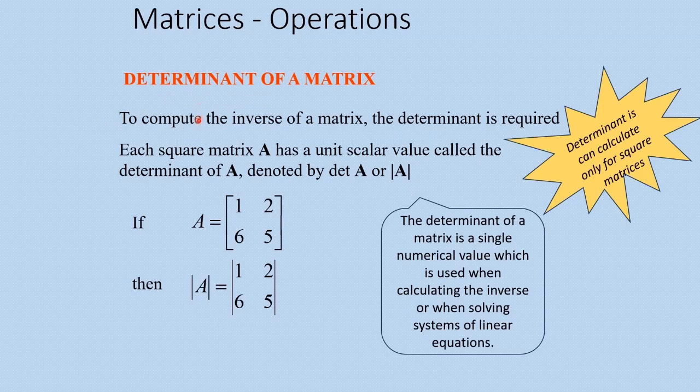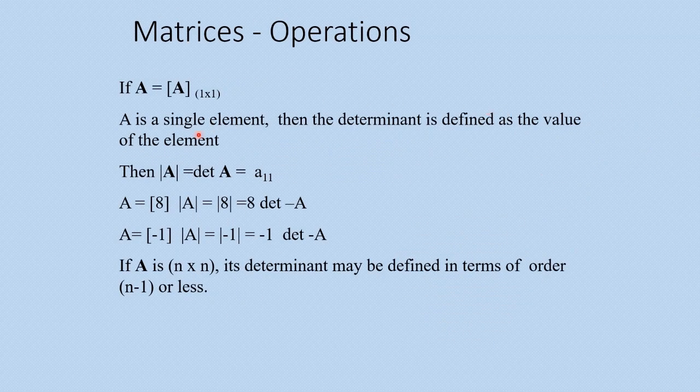Here, if A is a matrix, then its determinant is elements are written between two bars. Important thing that we need to know about determinant is it can calculate only square matrices, that is matrices of order 1 by 1, 2 by 2, n by n. How to find the determinant in matrix? If A is the matrix of order 1 by 1, it has only one element, that is number of rows is 1 and number of column is 1.